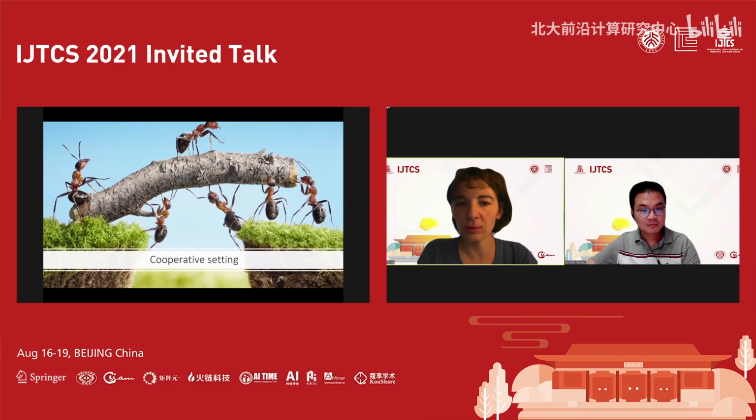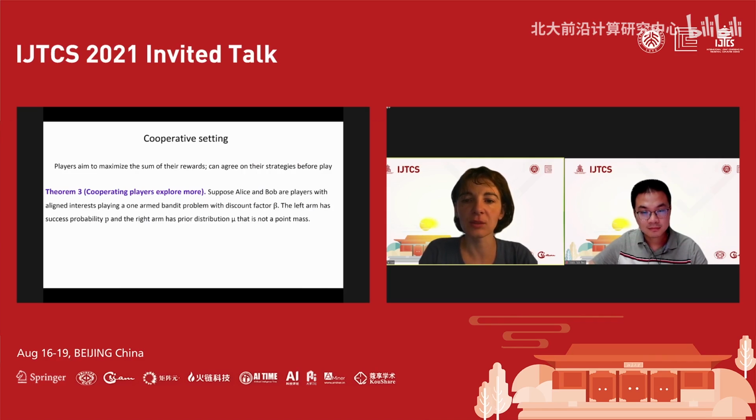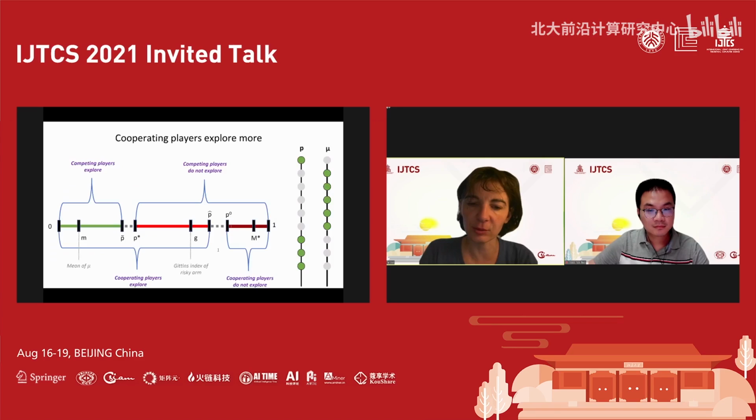Okay, so for the cooperative setting, here the players maximize the sum of the rewards and they can agree on the strategies before play. So what we find is that cooperating players explore more. So basically, in the same setting, we have Alice and Bob, we have the safe arm with probability P, the risky arm with prior mu, the discount factor is beta. Then there exists P tilde greater than G. This should be P hat greater than G. So that for all P less than P hat, at least one of the players explores the risky arm with positive probability under any optimal strategy pair that maximizes their sum of rewards.